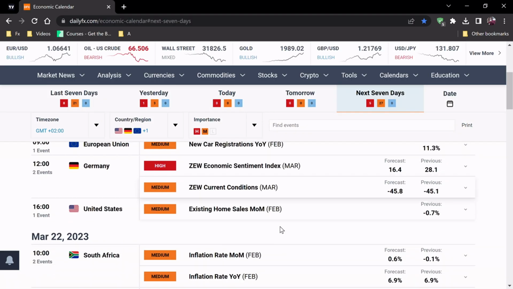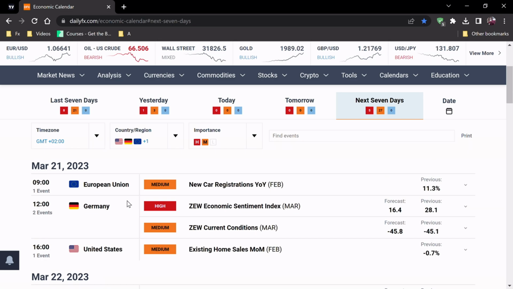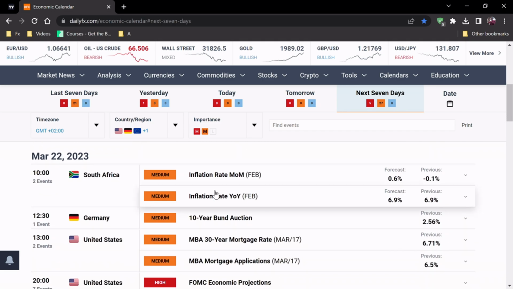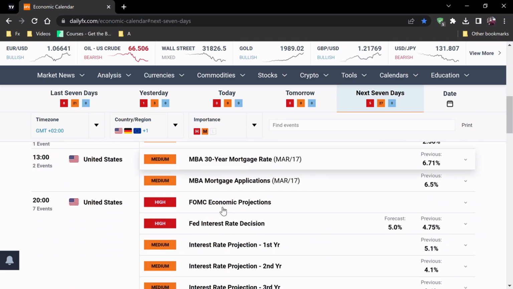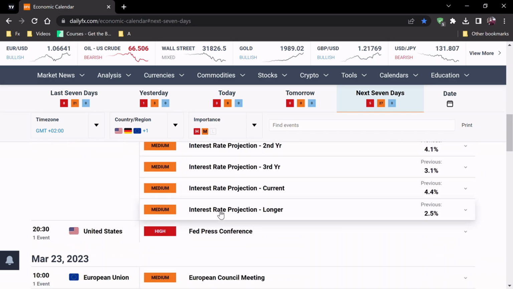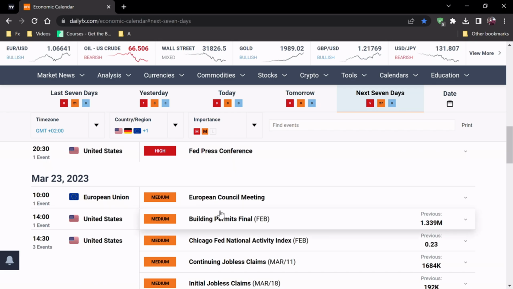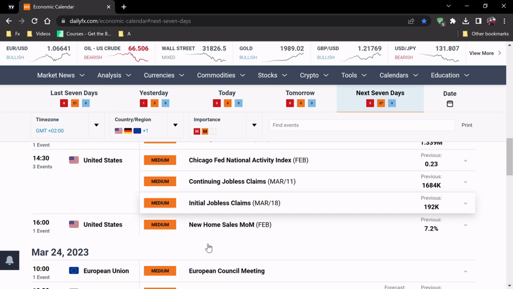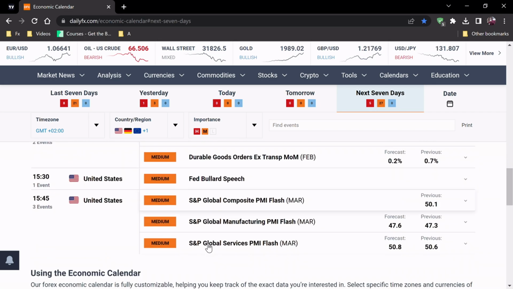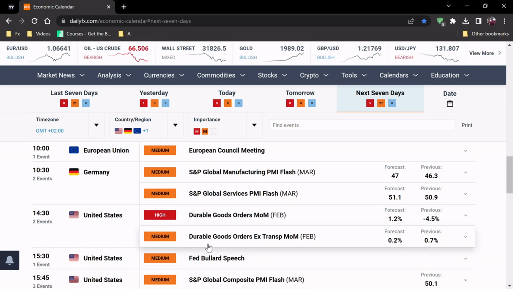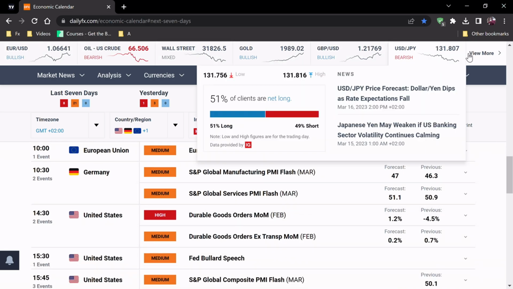Taking a look at the weekly calendar, you can see that on Monday we don't have anything, and then on Tuesday we don't have anything, and then on Wednesday we do have the interest rate projection, right? The interest for the states, and then on Thursday we have the initial jobless claims, and then on Friday nothing at all on Friday. So we don't have a lot of fundamentals for the week.